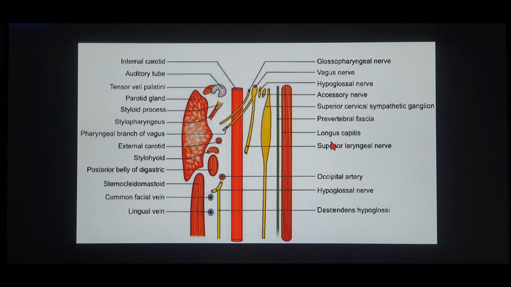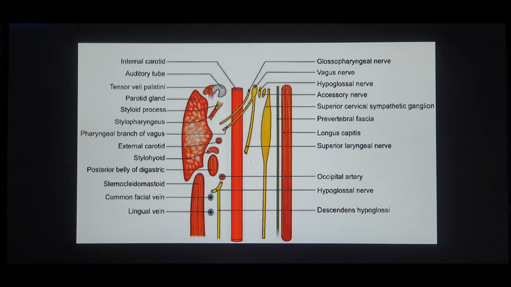So now if any MBBS student is watching this video, this question is very important for them. A lot of times short notes come asking you to write the relationships of the cervical segment of the internal carotid artery. So you just have to write the anterior, the posterior, the medial, and the lateral relationships.